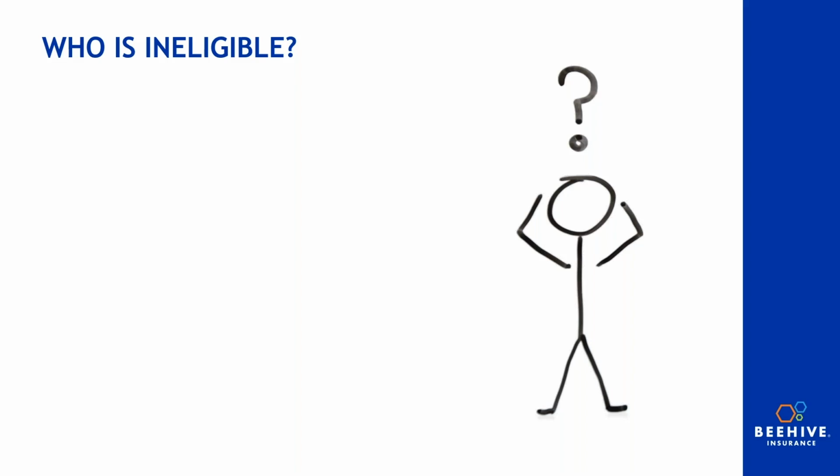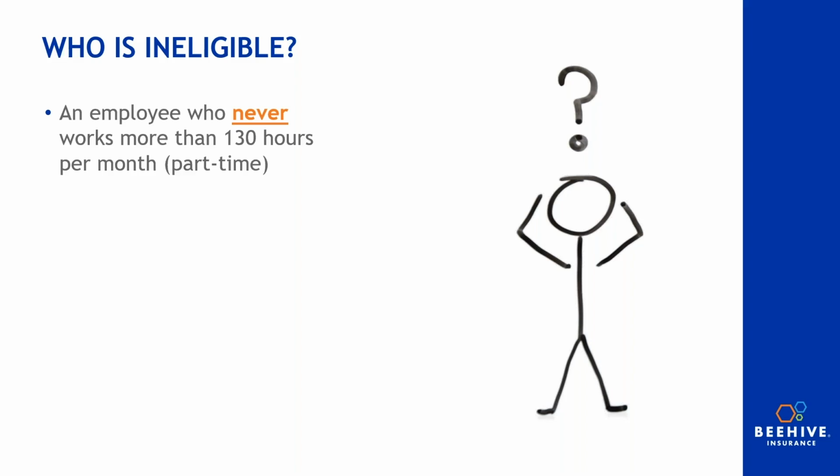So now that we know an eligible employee is somebody who works 30 or more hours per week or 130 hours per month, we need to look at who is ineligible. So ineligible employees are employees who never work more than 130 hours per month. We can consider these people part-time. But that never is really, really hard.